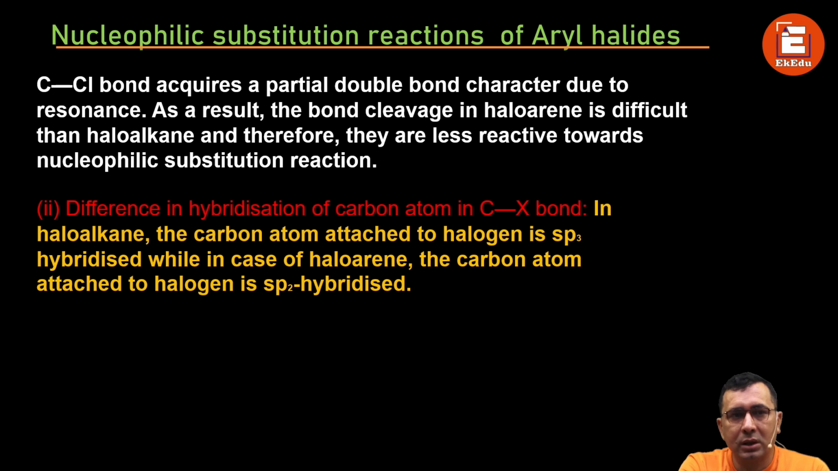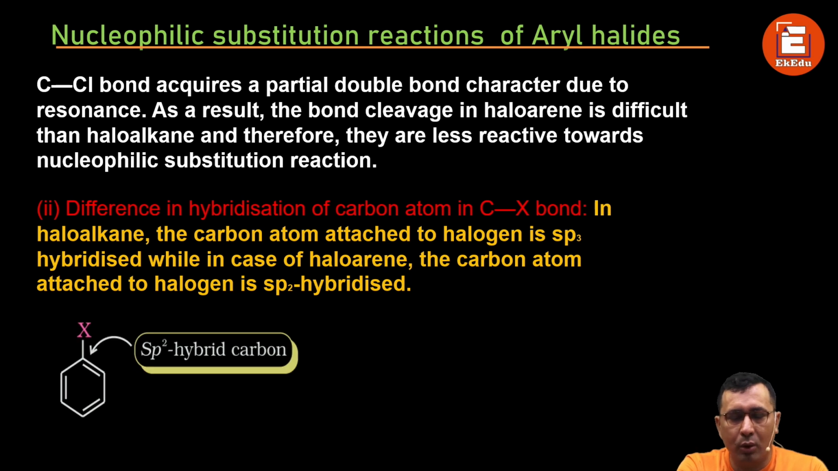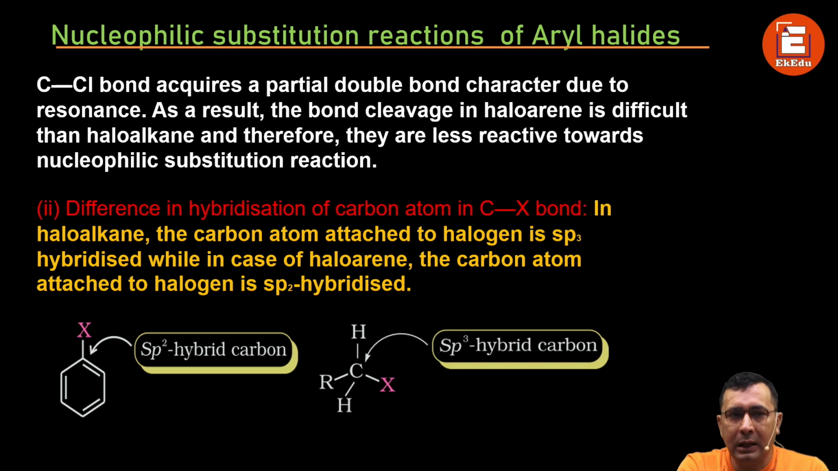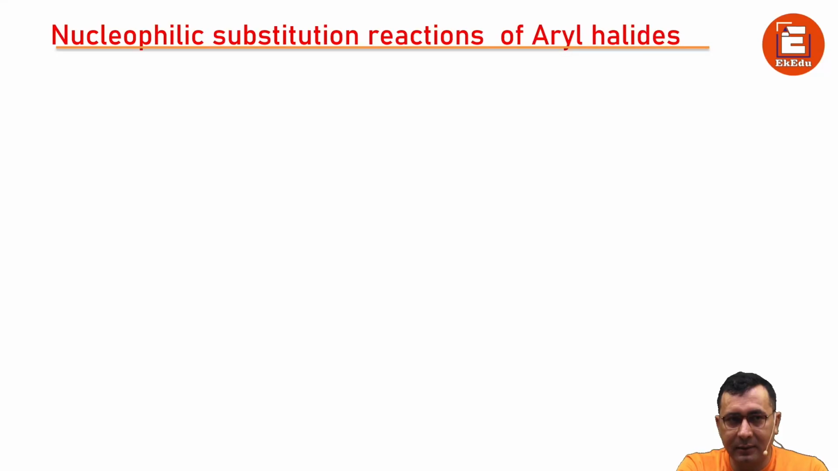Now let us discuss the second factor which makes this reaction difficult. That is the difference in hybridization of the carbon atom in the C-X bond. In haloalkanes, the carbon atom attached to the halogen is sp3 hybridized, while in haloarenes the carbon atom is sp2 hybridized. You can see in the structure, the carbon atom attached to the halogen in haloarenes is sp2 hybridized, but in haloalkane it is sp3 hybridized.